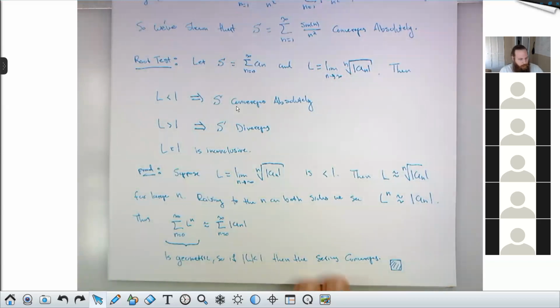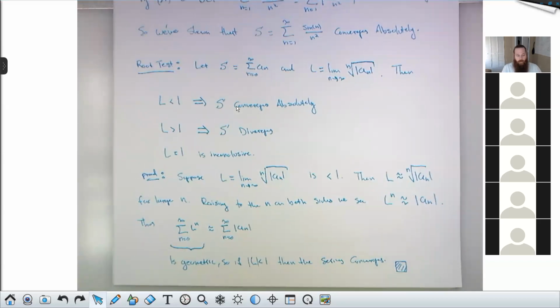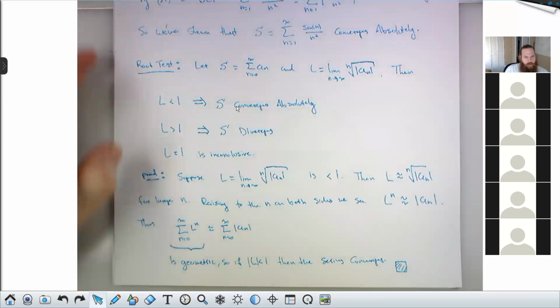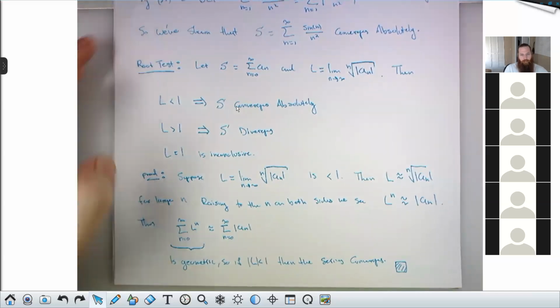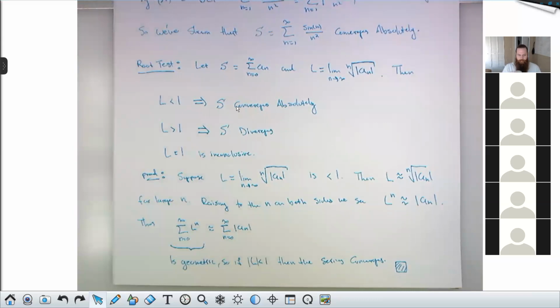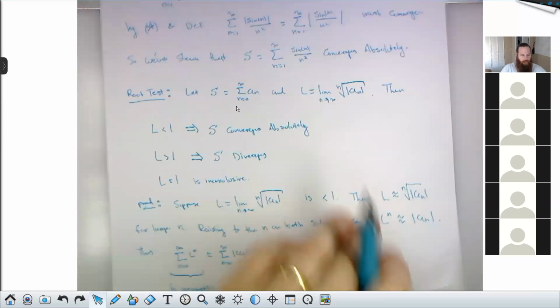I'd like to do an example with the root test, and then I'll show you the ratio test, the other test that we're going to learn here. As always, you're not responsible for the proof, but you are responsible for knowing the statement of the theorem and how to use the theorem. So let's see how to use the theorem.